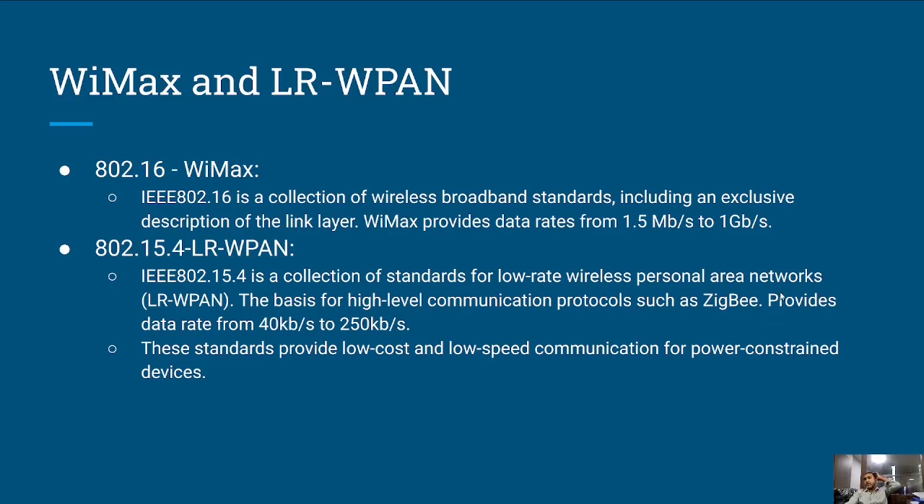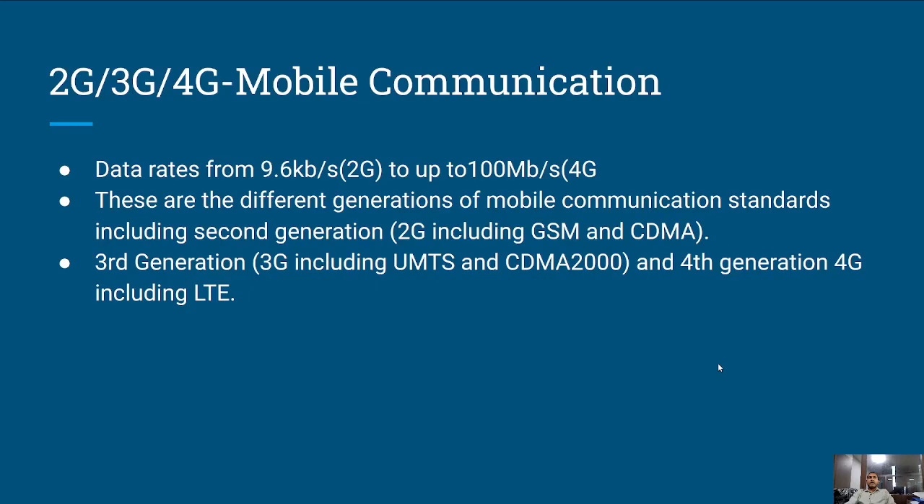In power constrained devices, you cannot afford data rates in the 1.5 Mbps or Gbps range. Normally you will have to work with lower data rates to conserve more power.